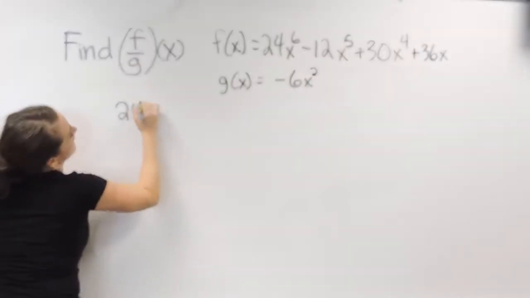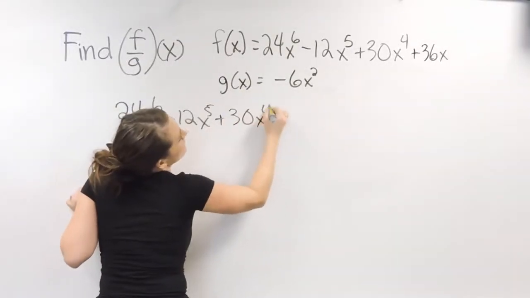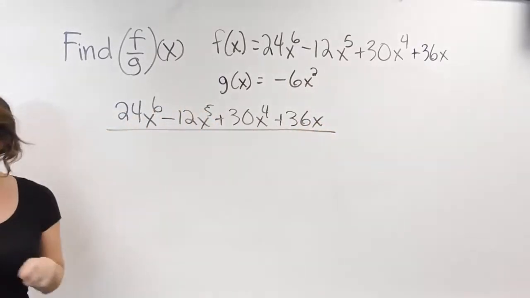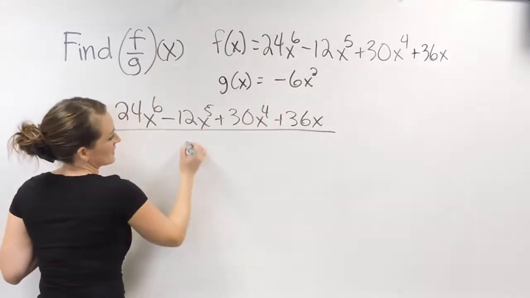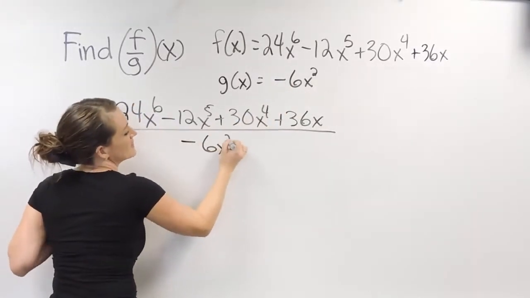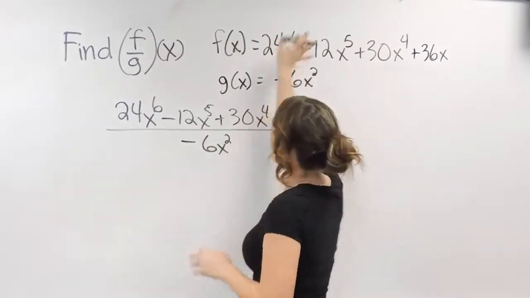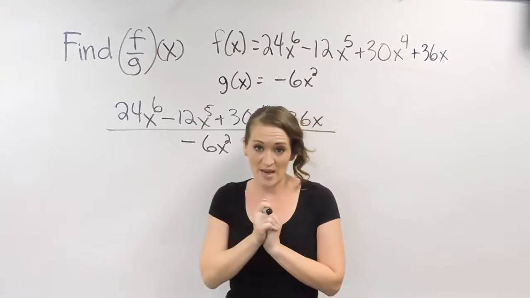You take f of x, which is 24x to the 6th, minus 12x to the 5th, plus 30x to the 4th, plus 36x. That's a long one there. And what we're going to do is divide this by g of x, and g of x is negative 6x squared. So this is all we're asked to do here: f of x divided by g of x. So now we need to divide away.